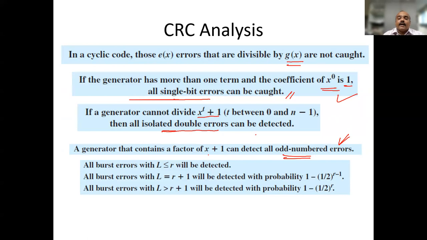And a generator contains a factor. All the burst errors, yes, we have discussed this. All the burst errors with L less than or equal to R will be detected, where R is the number of redundant bits. If the length of the error is less than R, it will surely be detected. If it is equal to R plus 1, with 3 redundant bits, it is going to be detected with a certain probability. And if it is greater than R plus 1, the probability will be 1 minus 1 by 2 to the power of R. So these are the few points that we need to remember with respect to the CRC algorithm.